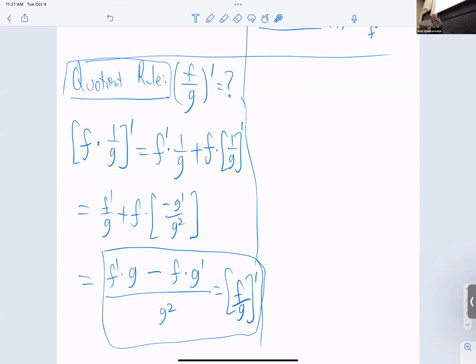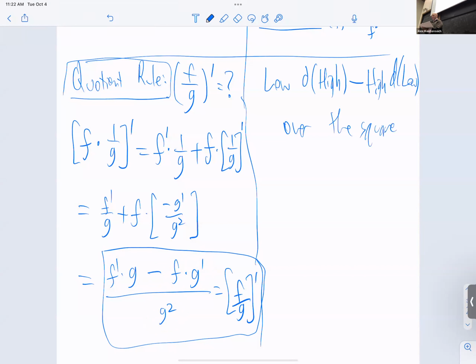Row, row, row your boat. Low is the bottom and high is the top, right? Low D high, D high meaning the derivative of the top, low D high minus high D low, and over the square of what's below. Over the square of what's below. I think I heard: low D high minus high D low, square the bottom and away you go.